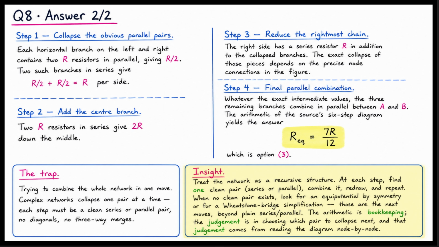The transferable insight: treat the network as a recursive structure. At each step, find one clean pair, combine it, redraw, and repeat. When no clean pair exists, look for an equipotential by symmetry or for a Wheatstone bridge simplification. Those are the next moves beyond plain series/parallel. The arithmetic is bookkeeping. The judgment is in choosing which pair to collapse next, and that judgment comes from reading the diagram node by node. The next question is a perfect illustration of the symmetry shortcut.